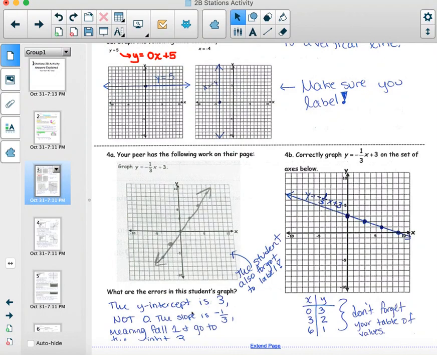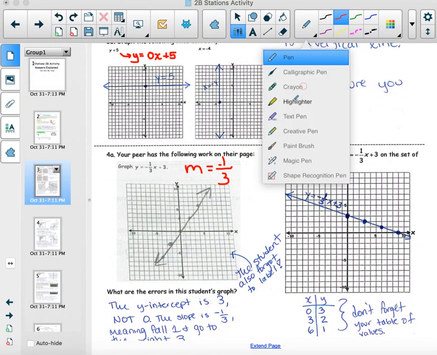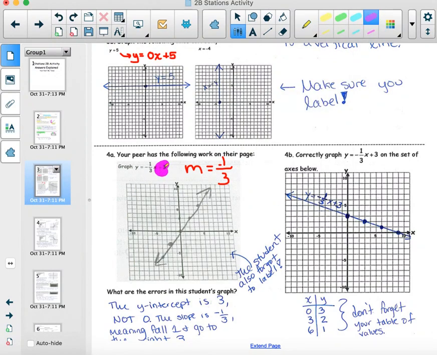Well, first off, we need to know what the slope is. So what is the slope? Slope is m. Okay, good. But what is it? Yes, it's going to be -1 divided by 3. Okay, and then the y-intercept? Very good. Y-intercept is going to be +3.